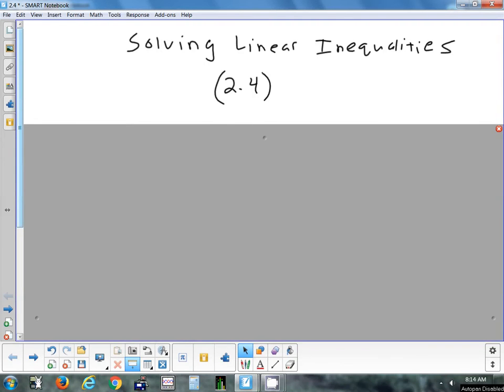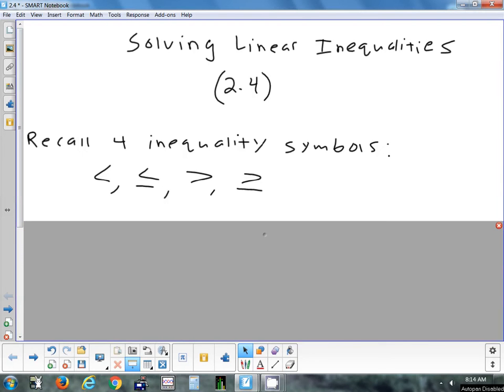All right, so today we'll look at section 2.4, and that's the only section we're going to do for today. It's on solving linear inequalities. Today we'll focus on linear inequalities, and then tomorrow we're going to look at higher order inequalities. Like we've done quadratic equations, we can also do quadratic inequalities, but we'll save those for tomorrow.